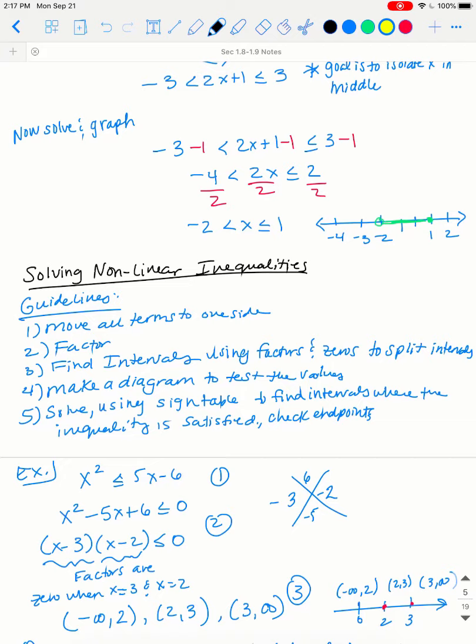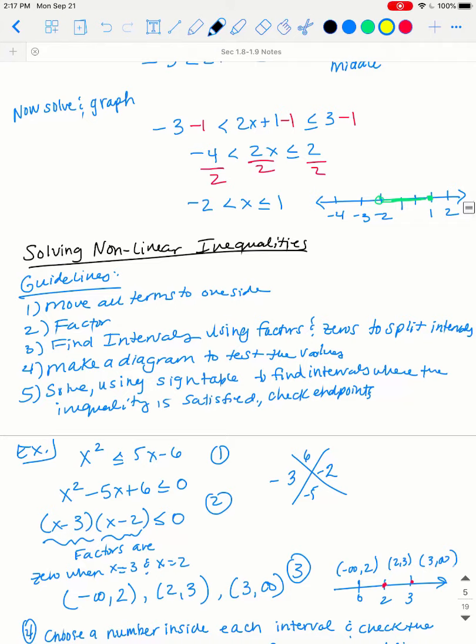I'm going to divide by 2 in the middle, so I'm going to do that to the left and right also. And then I get negative 2 is less than x, which is less than or equal to 1. So in order to graph that, my x values are going to be between negative 2 and 1 essentially. I'm not including negative 2 because it's not equal to, so I put my open dot, and I'm including 1 because it's equal to it. So I put my closed dot, and then my shading is the values that are in between those.